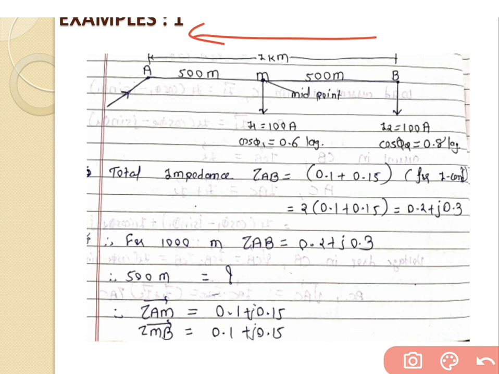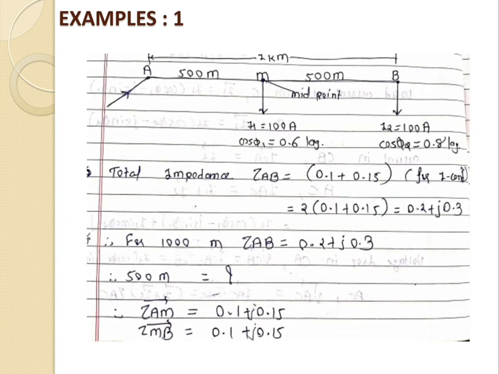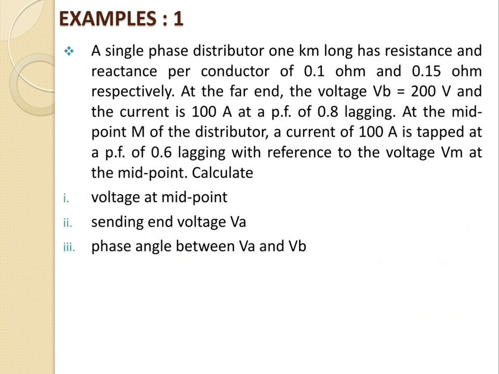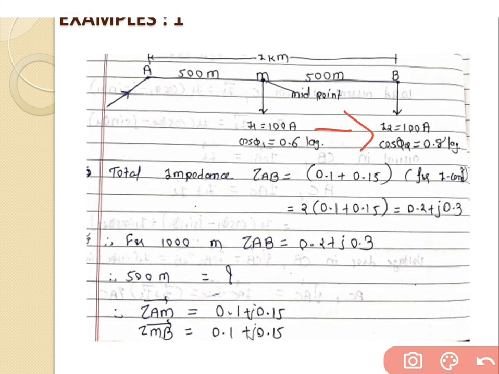The whole distance of 1 kilometer, that is 1000 meter, can be divided into two sections. The AM section has a distance of 500 meter and the MB section has a distance of 500 meter. There is one more parameter given: VB is equal to 200 volt. Then the current is 100 ampere and power factor of 0.8 lagging. So at the VB side, I2 is equal to 100 ampere and cos phi 2 is equal to 0.8.